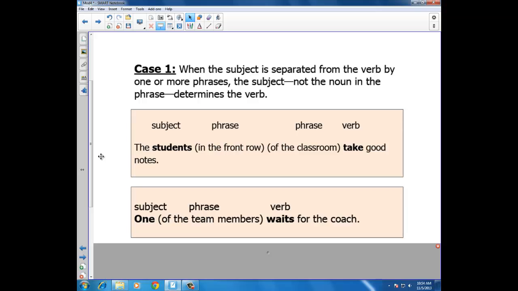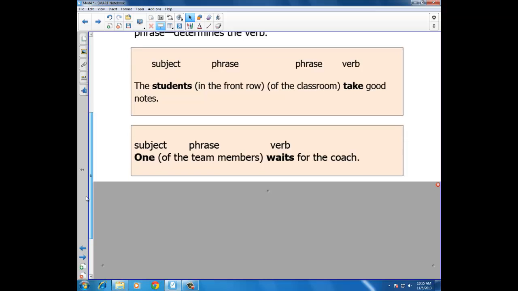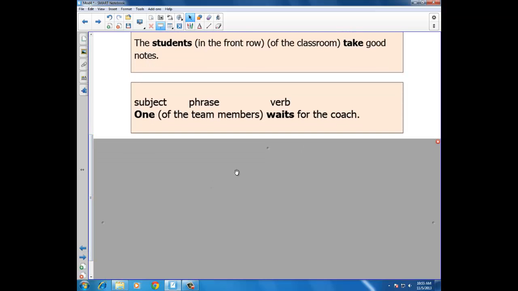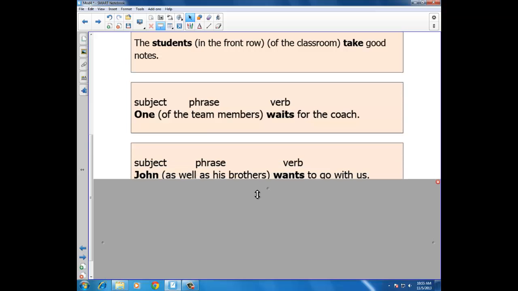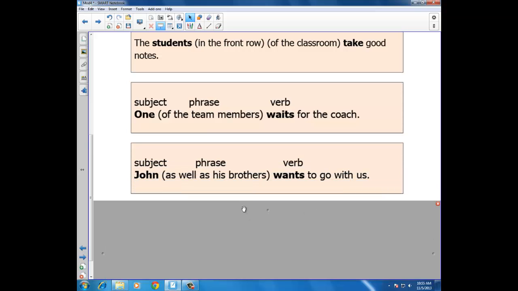Let's look at another example. One of the team members waits for the coach. One is the subject. Of the team members is a prepositional phrase, and the verb is waits. Here the subject of the sentence is harder to find. Keep in mind that the subject of the sentence will not appear in a prepositional phrase. We learned that earlier. Therefore, the answer to who waits for the coach is one, not team members. Since one is singular and in the third person, the verb waits ends in the s marker.